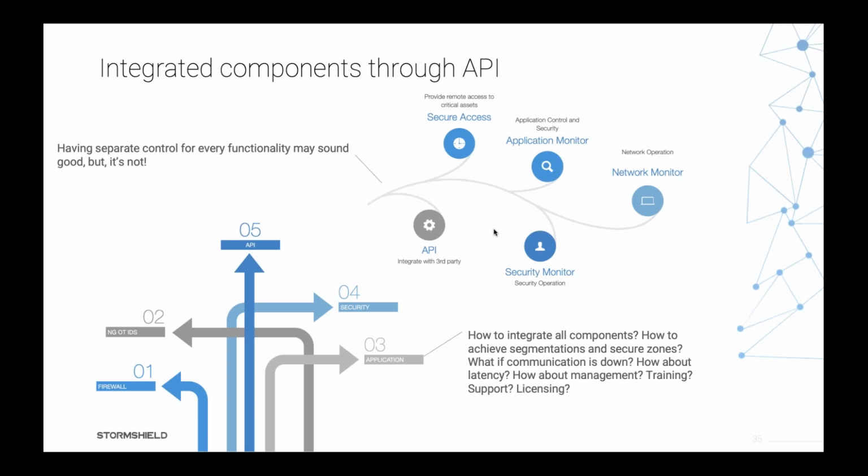Furthermore, about the latency. There is an accumulated latency between different systems and communication over a network. That's also very risky. How about management? You need to manage all these solutions. How about training? You need your team and staff to be trained in all these systems. The support, licensing, pricing, all these questions actually can prove that this is not the right approach.